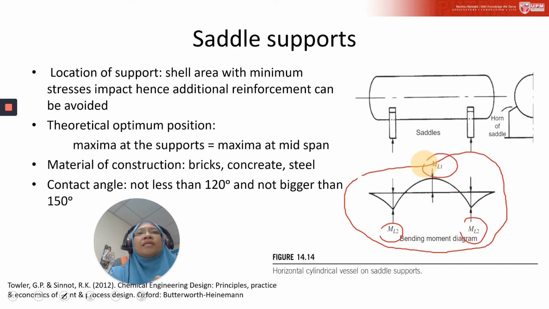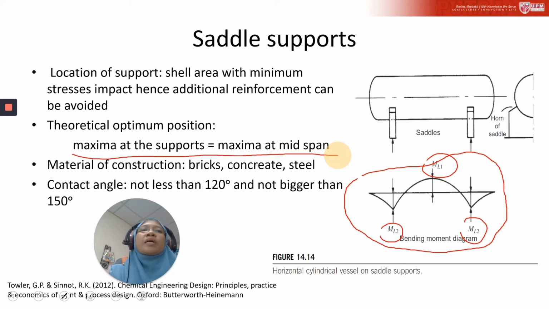So basically, the common way of deciding the location of support is to find where the shear area has minimum stress impact, so we don't need additional reinforcement. The theoretical optimum position is where the maxima at the support and at mid span are equal in magnitude.